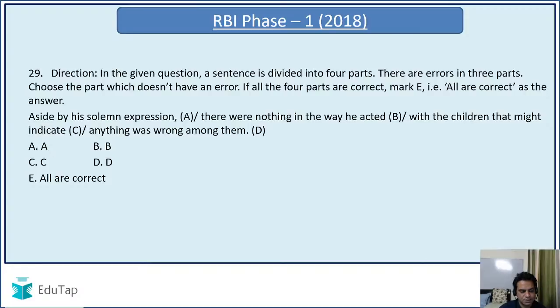Same pattern. Let's read the question and find out the error, guys. Aside by his solemn expression, there were nothing in the way he acted with the children that might indicate anything was wrong with them. Aside from his solemn expression, there were nothing in the way he acted with the children that might indicate anything was wrong among them.